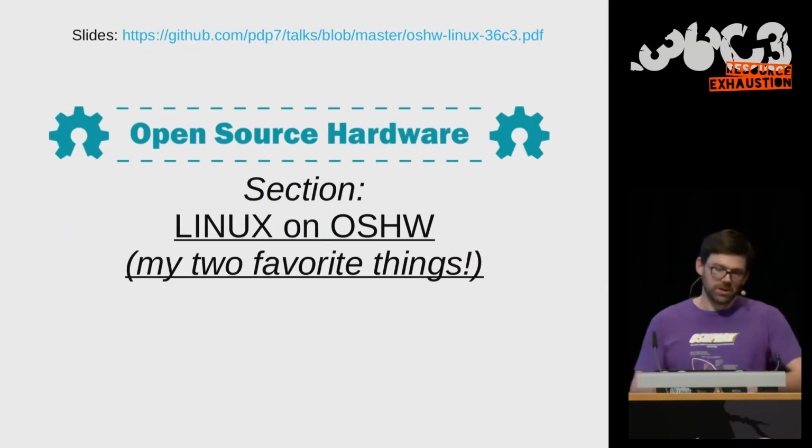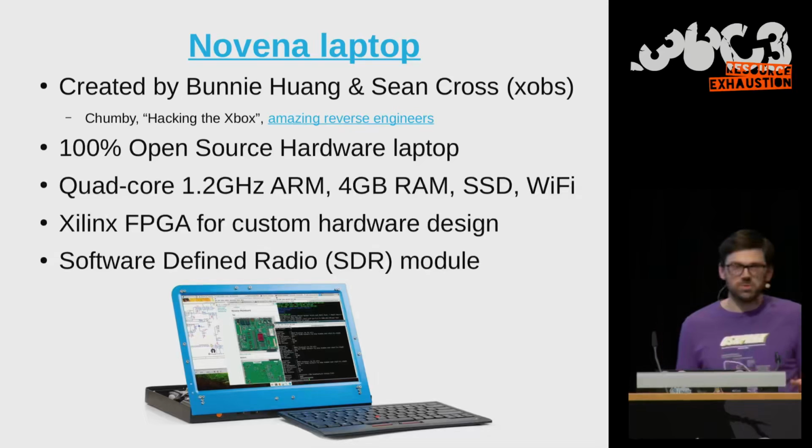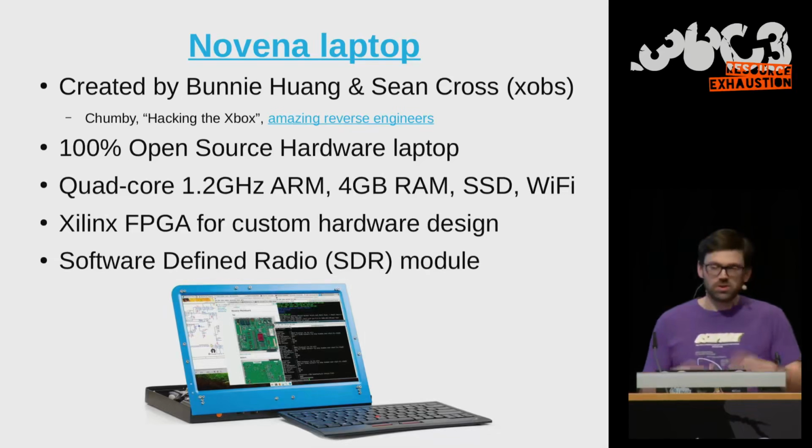The main theme of this talk was about Linux on open source hardware, which is my two favorite things. One of my favorite projects was developed by Bunny, who gave an awesome talk on the first day here at Congress, and Sean Cross-Sobs, who's giving a workshop right now on the FOMU. This was a completely open source laptop where everything, including all the electronics, was open source. At the time when this came out, like 4 or 5 years ago, it was a pretty decent system. I have one and I used it for many years. It was a really cool idea of having a laptop that I can use every day that's open hardware. And it had some cool features like an FPGA and a software-defined radio.